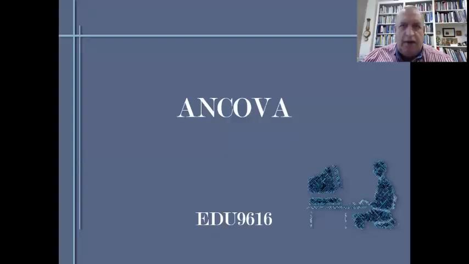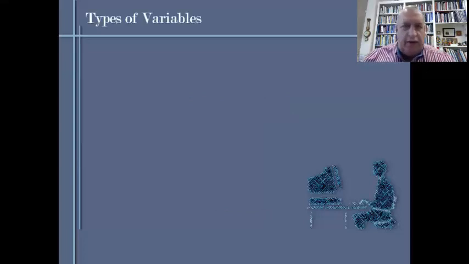Now we move into our discussion of Chapter 5, the analysis of covariance. We want to examine the material so that we understand it more fully. Now, in the analysis of covariance, we need to review our types of variables as we work through this.